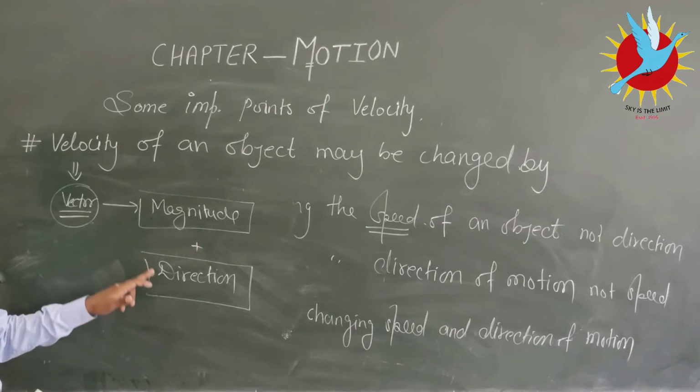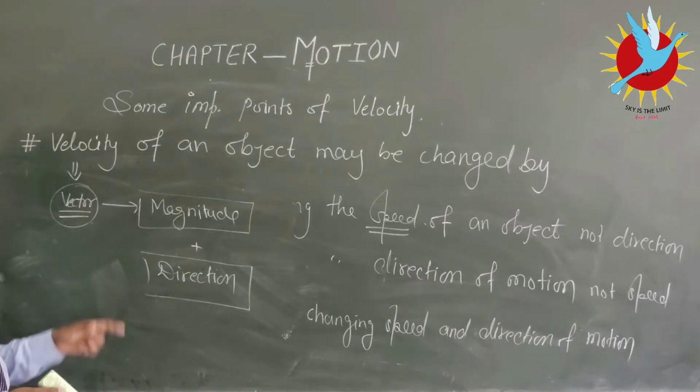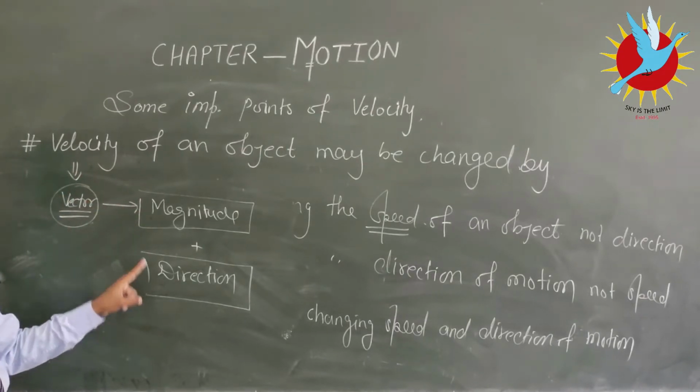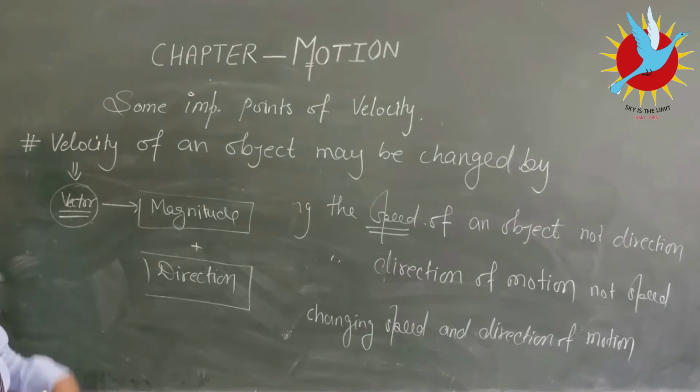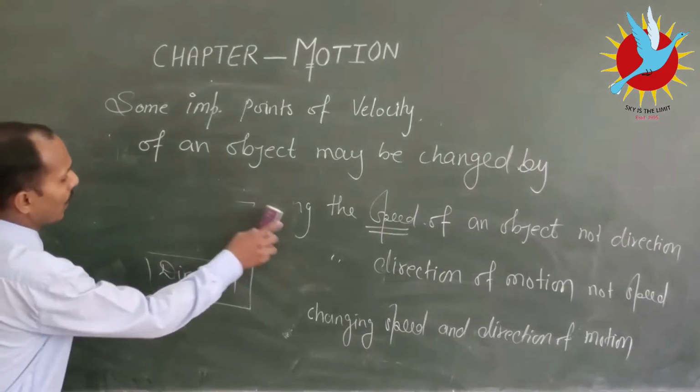Okay, 10 meter per second, and direction is east or west. In this way, if one changes, then velocity changes. If the other changes, then again velocity changes. If both change, then again velocity changes. These are some very important points to understand velocity.